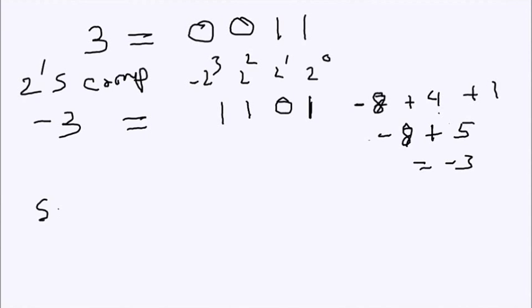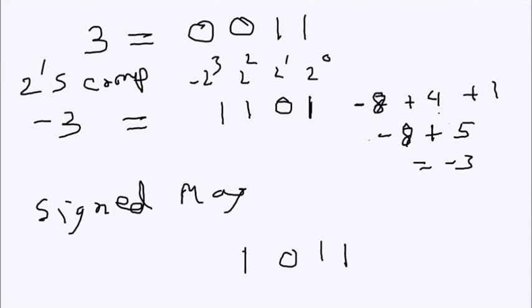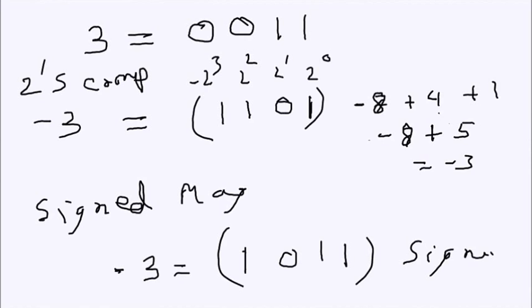If it were a sign magnitude representation, it would be 1 1 there, 0 here, and this bit is reserved for the negative sign. So this would be negative 3 in sign magnitude representation, while that one is 2's complement.